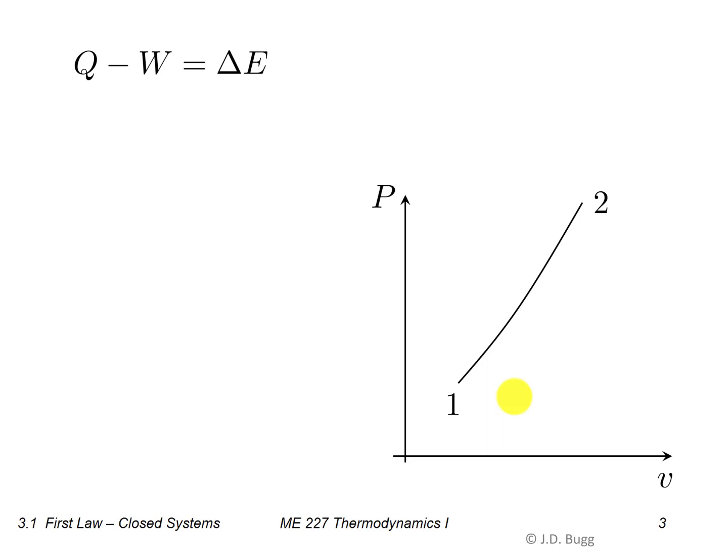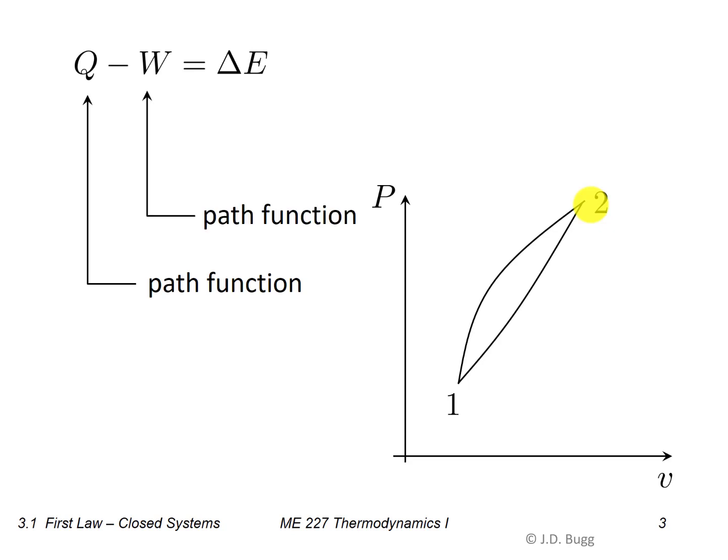Now let's review a couple of important characteristics of these three quantities. Here we show a process on a PV diagram. So we're going from state 1 to state 2. But of course, there are many different paths that we can follow in getting from state 1 to state 2. Now it's important to remember that heat transfer and work are both path functions. That means the amount of heat transfer as we go from 1 to 2, or the amount of work transfer as we go from 1 to 2, depend on the path we follow.